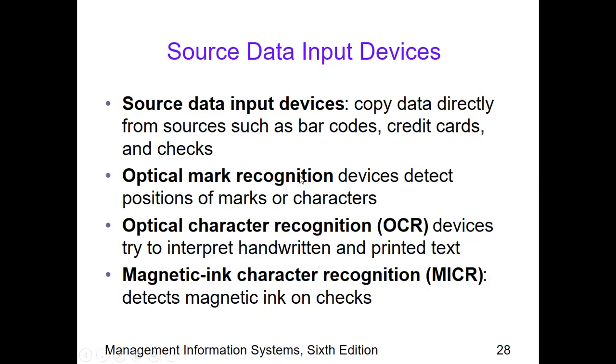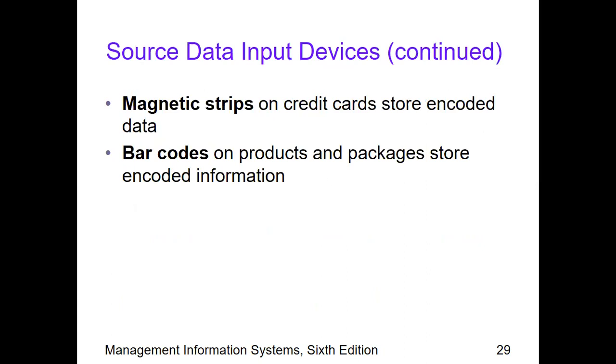Then optical mark recognition devices detect positions of marks or characters. These are also like scanners. They can actually check marks or characters. The OCR devices try to interpret handwritten and printed text. So if mark recognition is focused on marks or characters, OCR is on handwritten and printed text. We can also say optical mark recognition as OMR. The MICR, or magnetic ink character recognition, detects magnetic ink on checks.